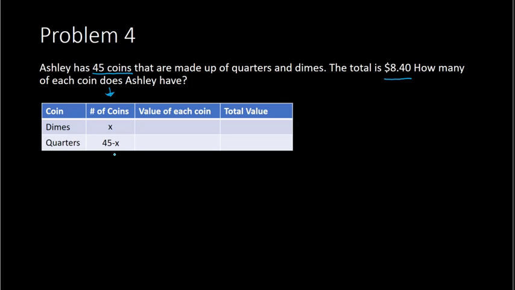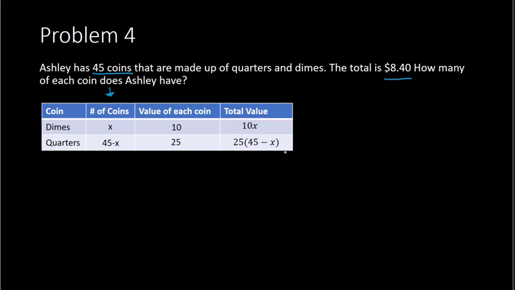So from here, the dimes each are 10 cents, the quarters are 25 cents. So we put a 10, 25 in that column. And then your total value, we multiply the number of coins by the value of each coin. So for dimes, we take 10 times x to get 10x. For quarters, we do 45 minus x times 25, which is the same thing as 25 times 45 minus x.